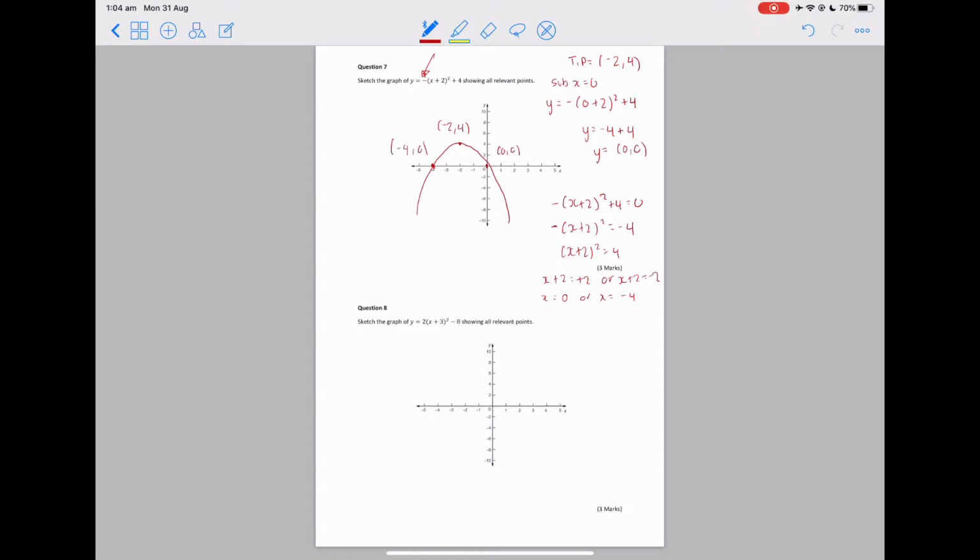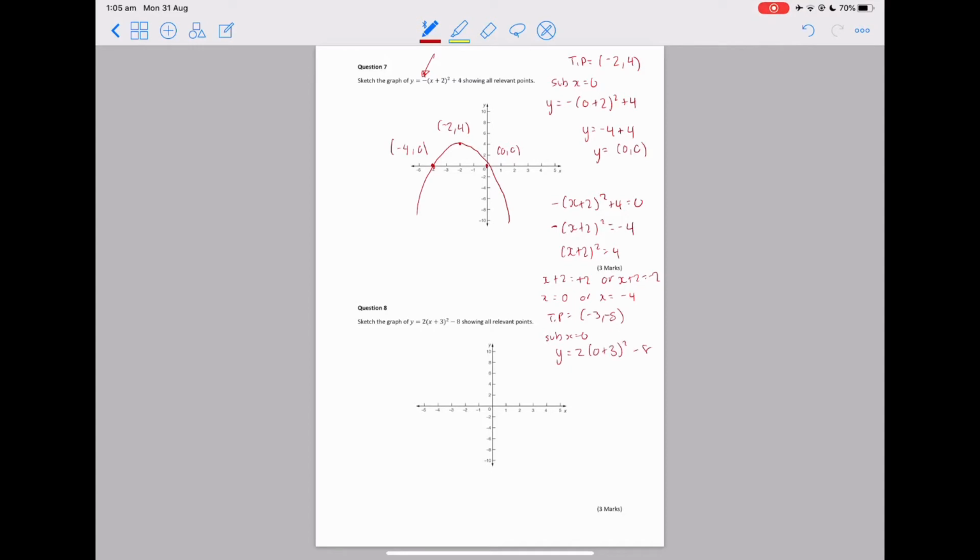All right, let's move on to question 8. So question 8, same process. It's already in turning point form. So your turning point for this question is going to be -3, -8. To solve for your y-intercept, you will sub x is equal to 0. So it's going to be y is equal to 2 bracket (0 plus 3) whole squared minus 8.